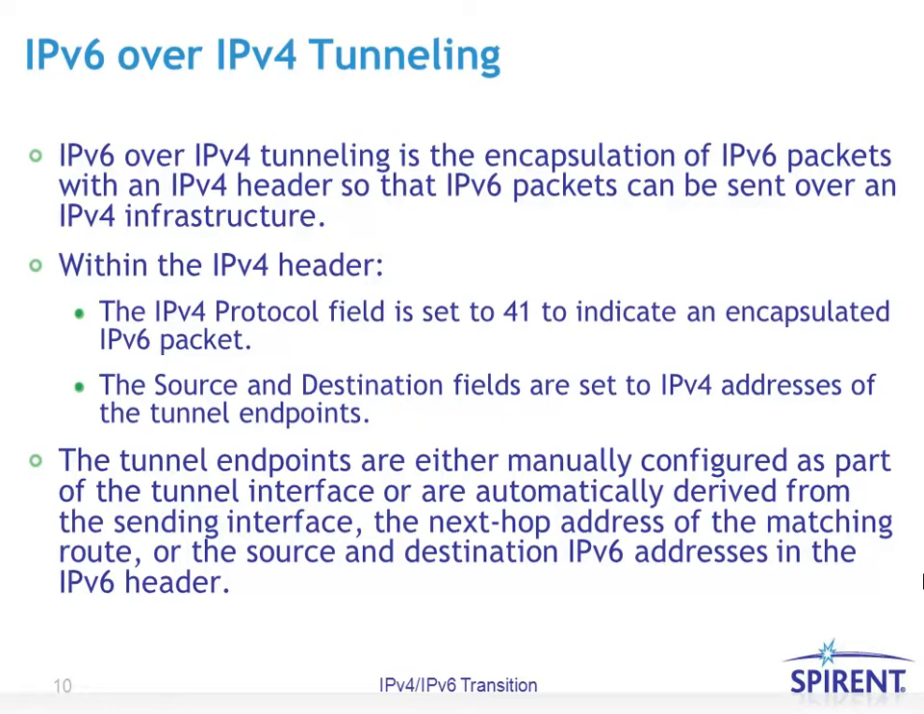The idea of tunneling also means that the IP version 4 address is actually embedded in the IP version 6 address, so the source and destination of the tunnel endpoints can determine what is the appropriate IP version 4 addresses to populate in the IP version 4 tunnel. Tunnel endpoints are either manually or automatically configured, and we'll cover more on that in subsequent slides.